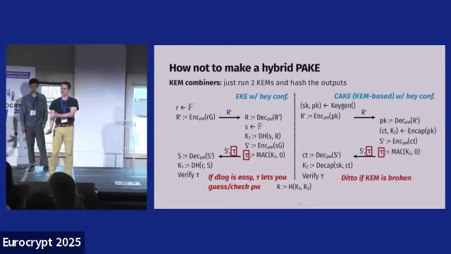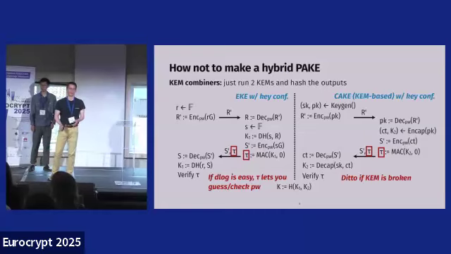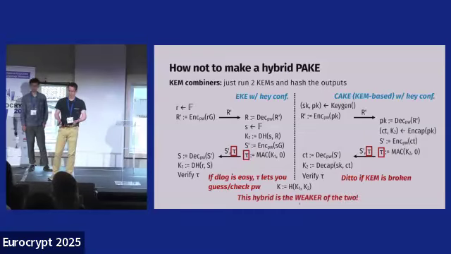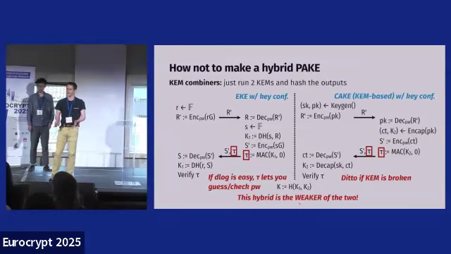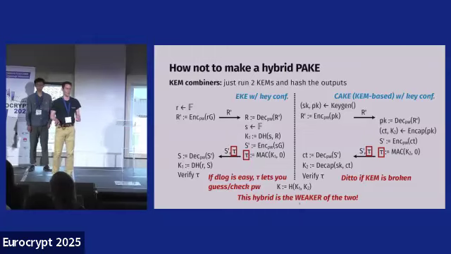And similarly, if the KEM is sufficiently broken, an attacker can do the same thing. So this hybrid construction is actually the weaker of the two underlying constructions. It is the exact opposite of what we want from a secure combiner. OK, so let's try again.